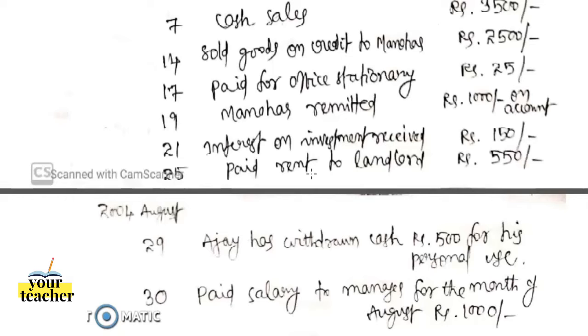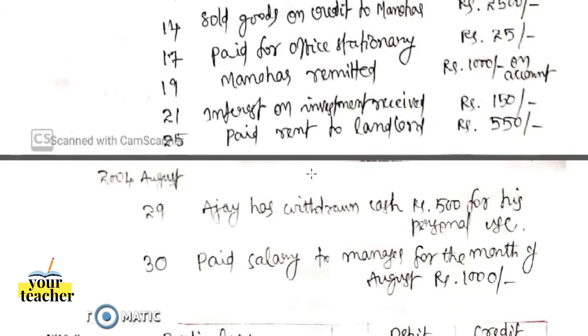As I said, you'll have basically 5 columns. The first column represents the date. The second column represents the particulars, the debit account and the credit account you need to represent. The third column represents the ledger folio, which you can keep blank for the time being. The fourth column represents the debit amount, and the fifth column the credit amount. We will consider all these transactions one by one and see how to represent them in the journal.